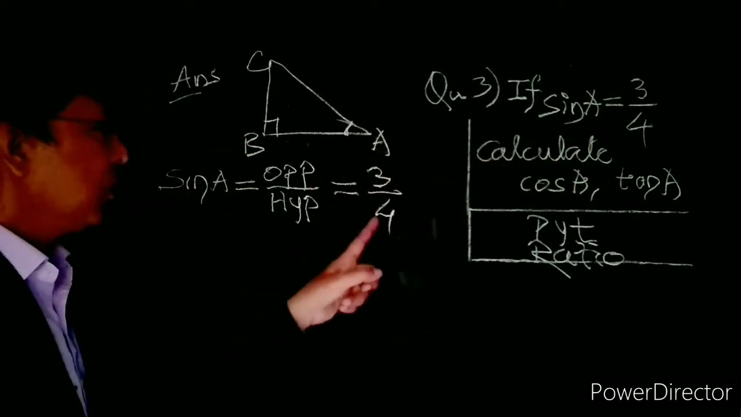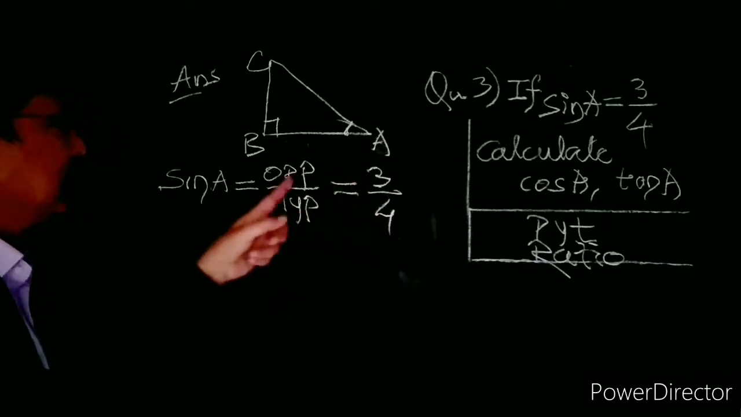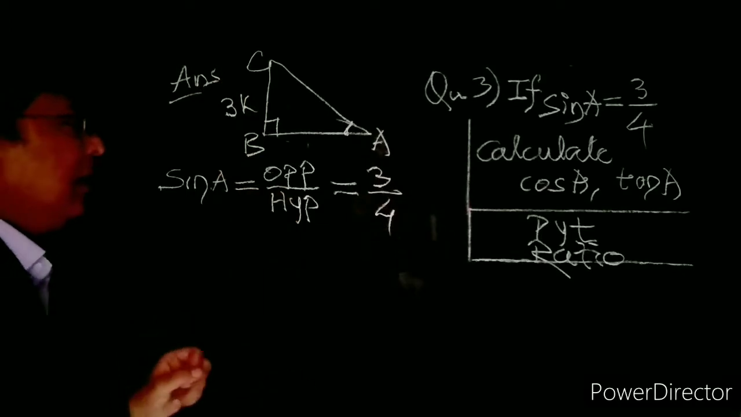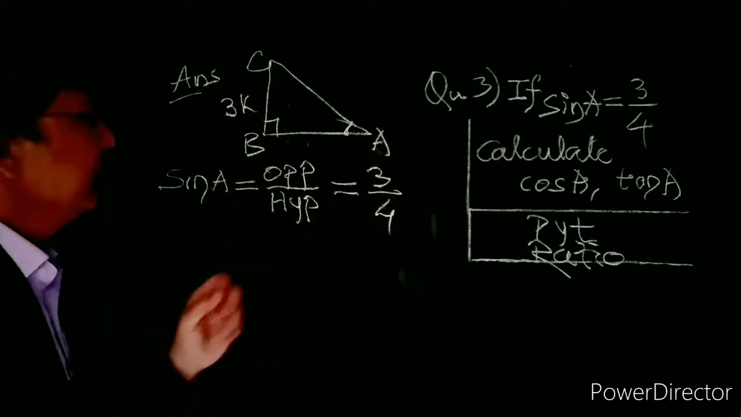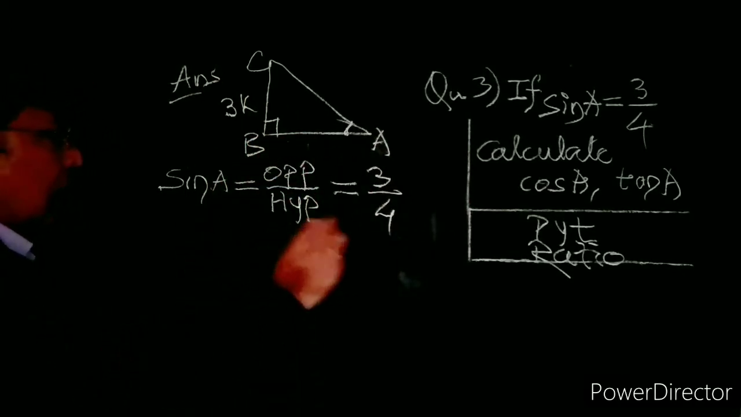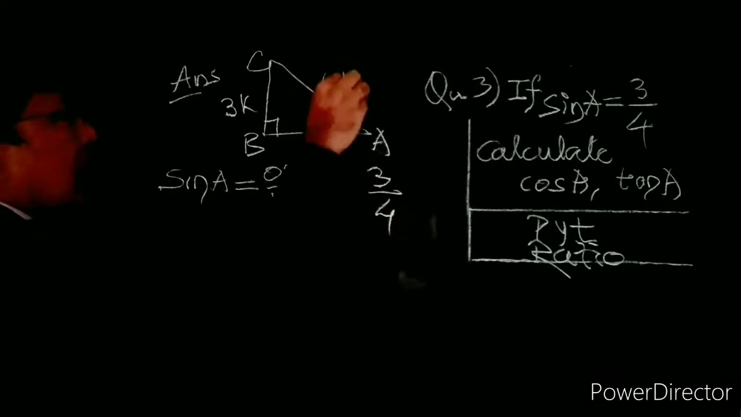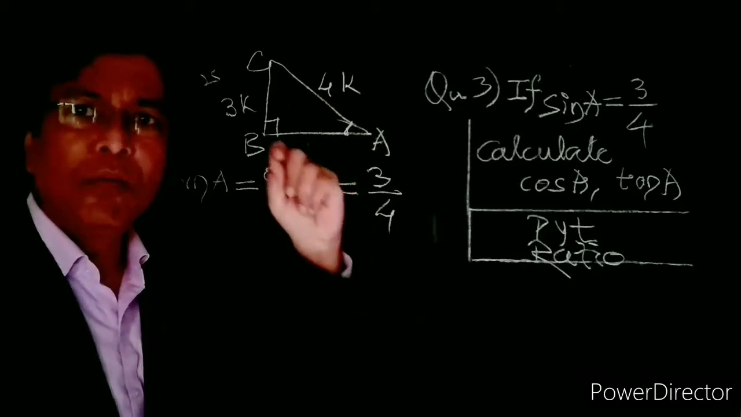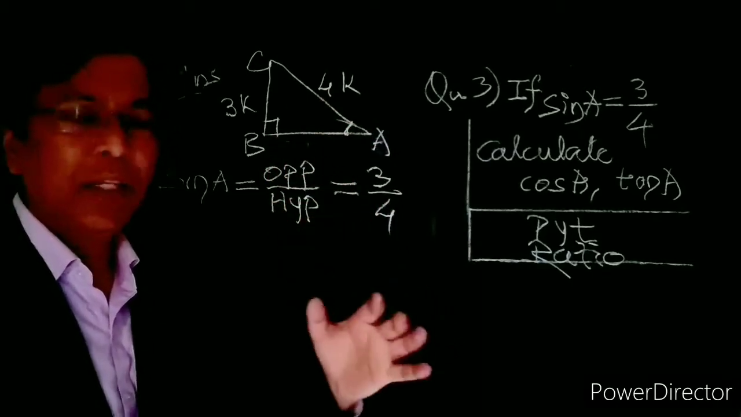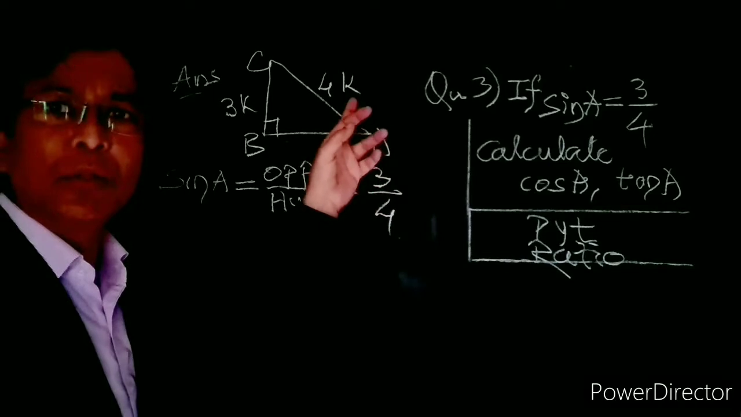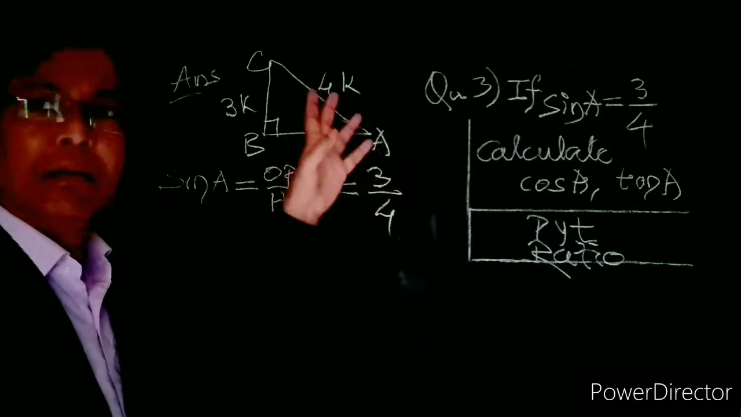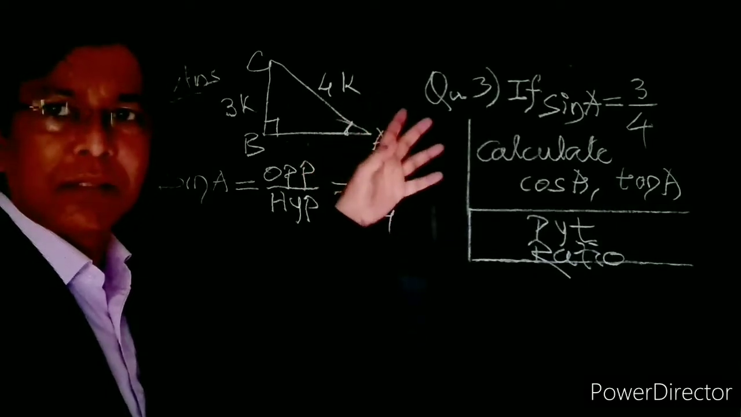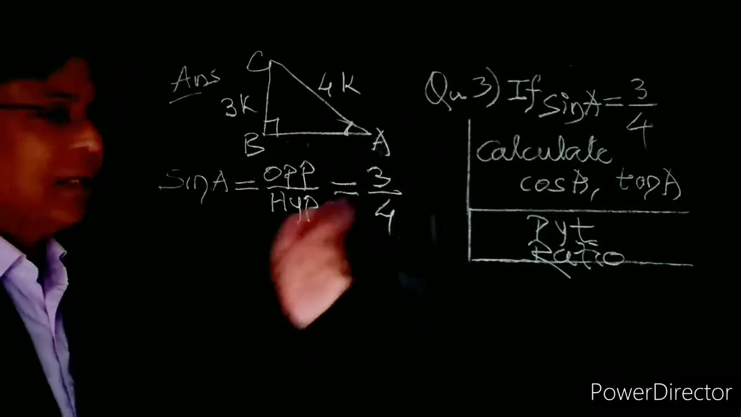Sin A equal to 3 upon 4 is given. That means the opposite side is 3 units. We call it 3k, where k is a real number. Then the hypotenuse is 4k. If the lengths of the sides of the triangle are given in centimeters, at that time we do not have to consider k. If units are not given, then we have to consider it as k units, where k is a real number.